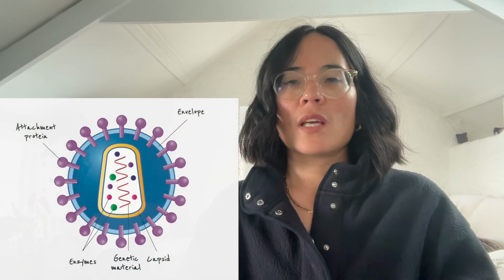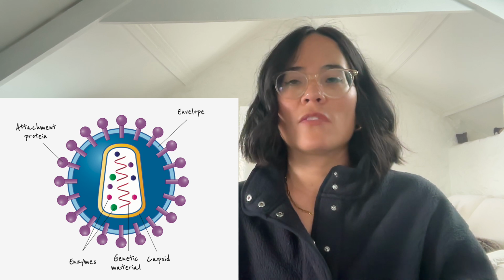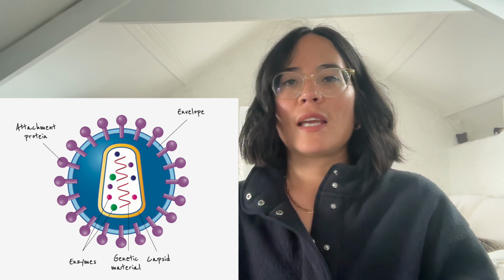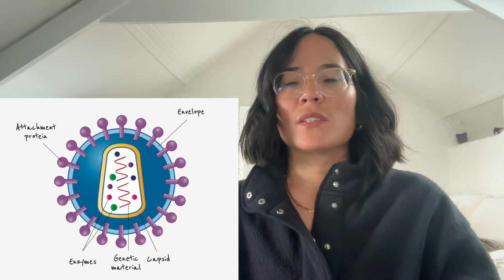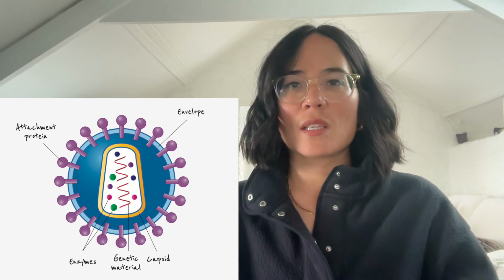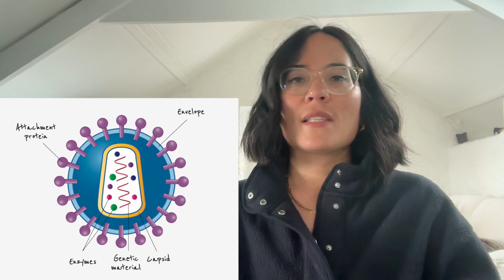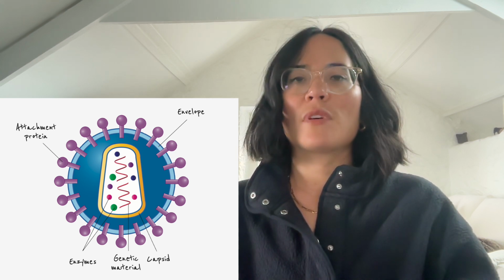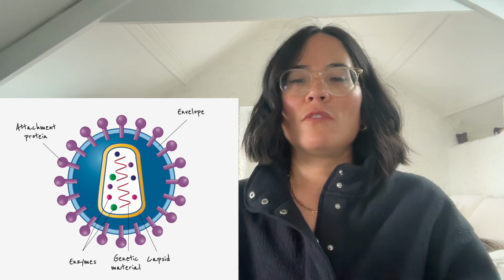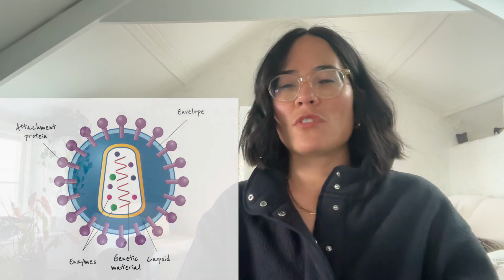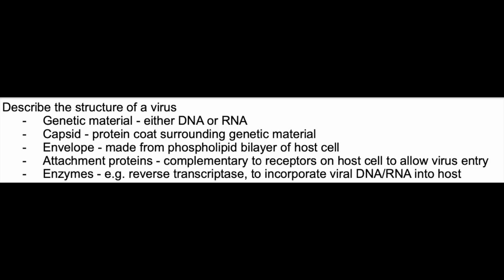In terms of their structure, they contain genetic material, depending on the virus, that will be either DNA or RNA. They have a capsid, a protein coat which surrounds the genetic material. They have an envelope, which is actually made out of the phospholipid bilayer present in the host cell. They have attachment proteins which are complementary to receptors on host cells and help them penetrate the host cell. They also contain enzymes such as reverse transcriptase, which is found in HIV. This enzyme helps to incorporate the virus's RNA and DNA into the host's DNA.